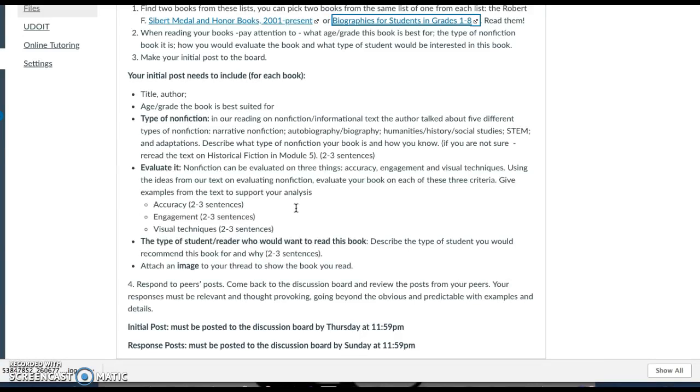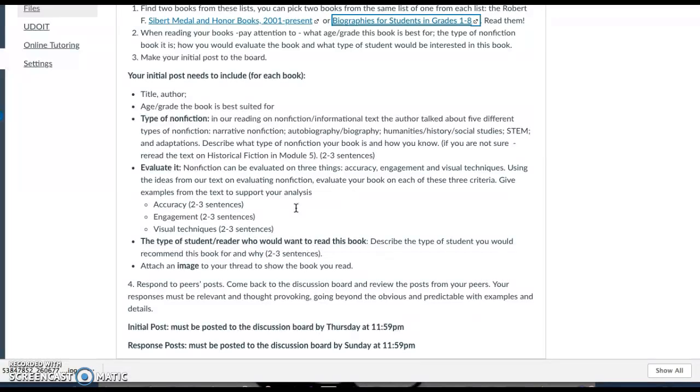In our informational nonfiction reading for the week, it talks about the 5 different types of nonfiction. We've got narrative nonfiction, autobiography or biography, humanities, history or social studies, STEM, and adaptations. So one of those will meet the criteria of each of your books, and describe what type of nonfiction book it is and how you know. So be sure to read that part in Module 5, and this just needs to be about 2 to 3 sentences.